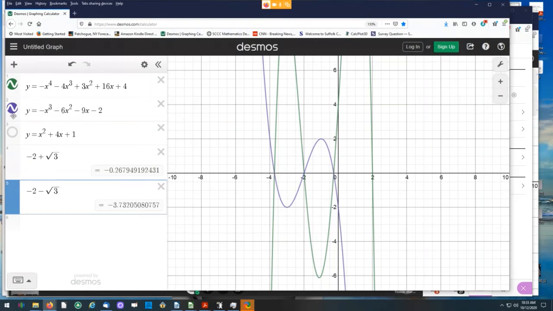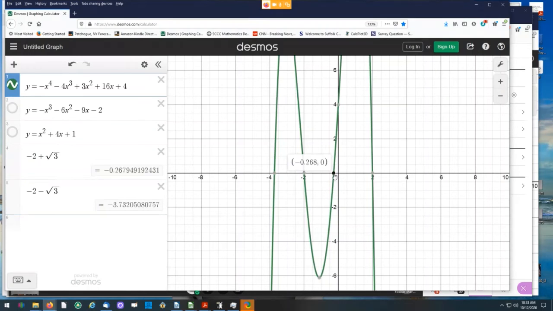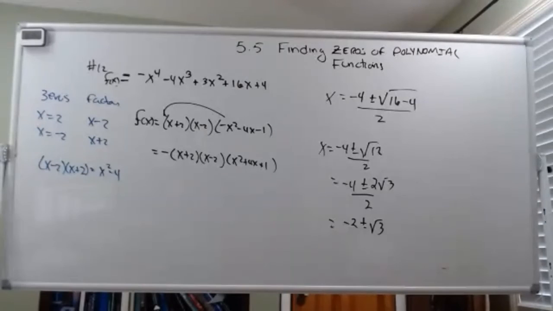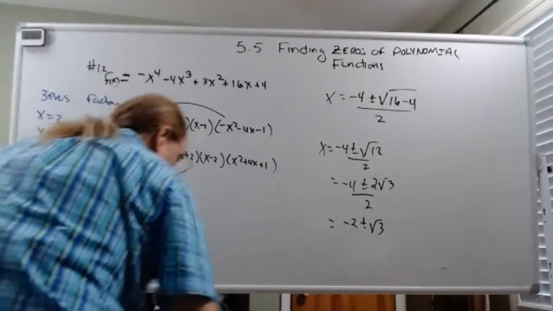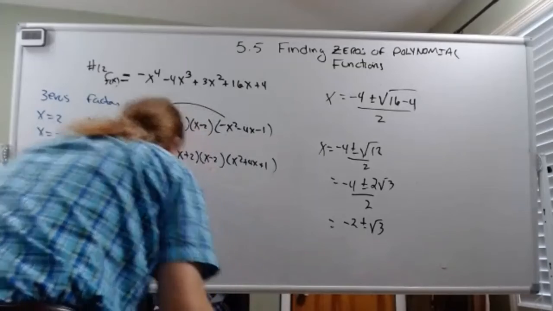Let's just turn these off and go back to our original function so you can see that one over here. I just got minus 0.268. Minus 3.732, and the other two that we found early on. And those are 4 real zeros that we have. 2 that we can show approximately here, but I want the exact values so we can show those exactly over here.